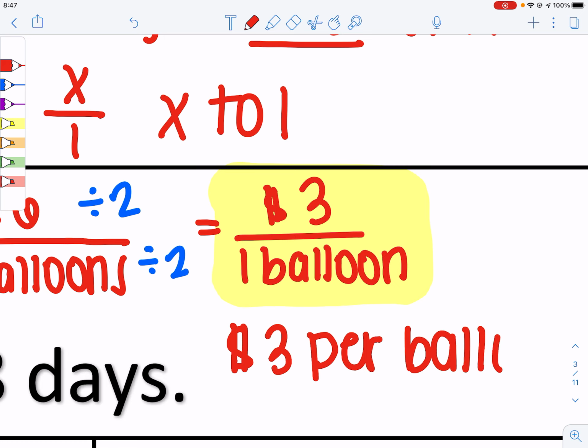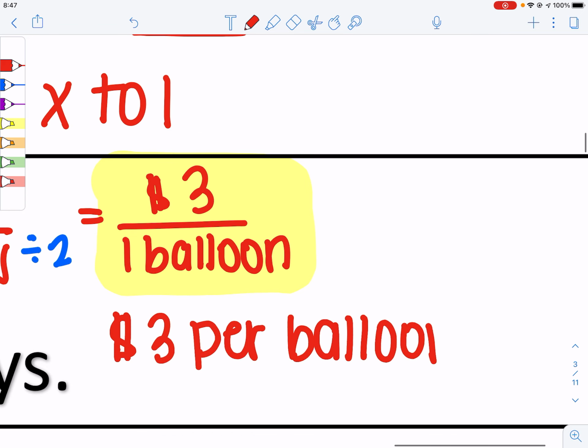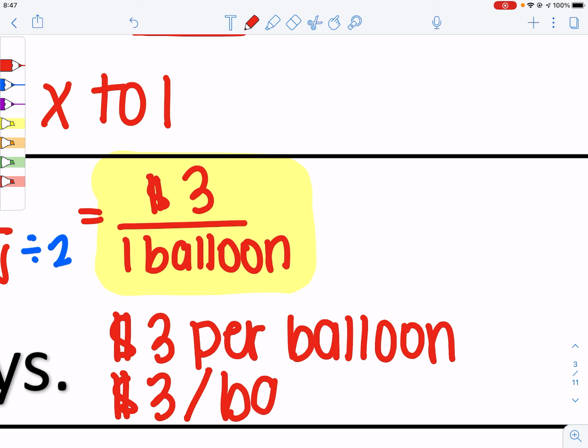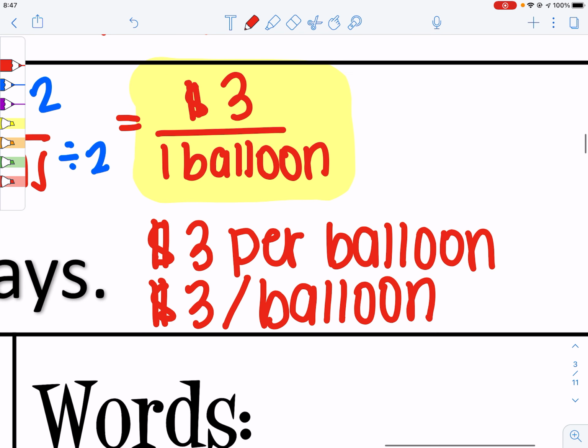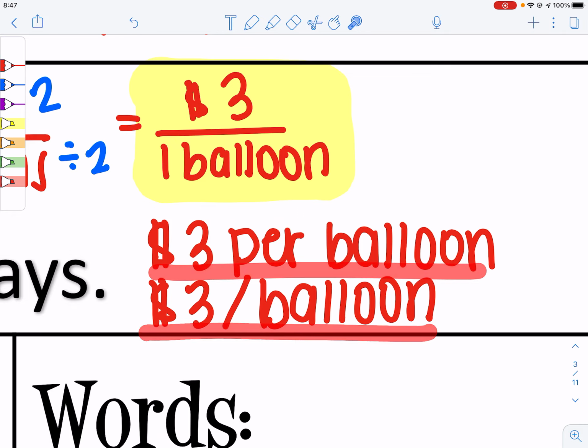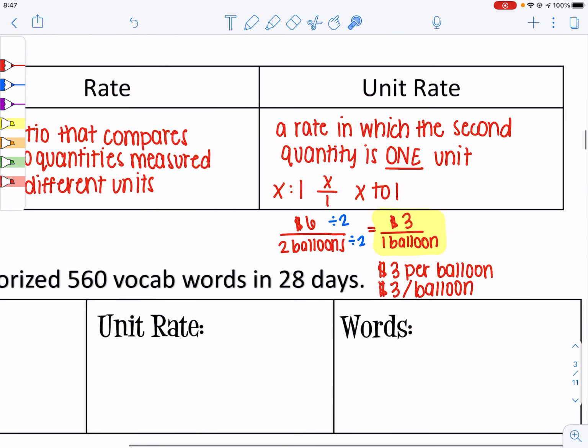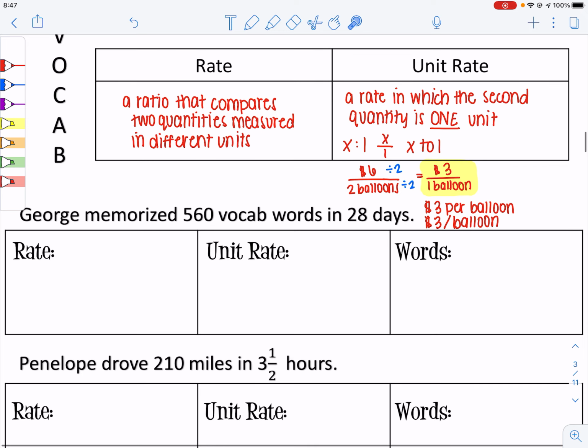There's a lot of ways to write unit rates. We're going to keep them as fractions, but just know if you ever see something that looks like this, that's also a unit rate. So a lot of times you can go to the grocery store and it'll say like 72 cents per ounce, or 72 cents, and it'll have a slash ounces. That's what that means. It means it's $3 per balloon, or $3 slash balloon. That's what it's a unit rate. That's telling you how much it cost for 1 balloon. Okay. All right, so let's try some of these ones together.